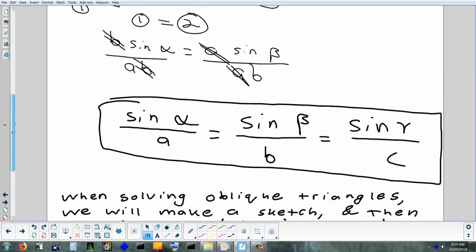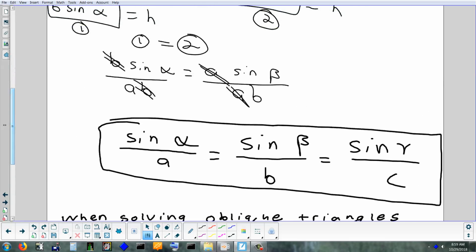So that's the law of sines. Now, whenever we use this law, I consider it in its three parts. First part, second part, third part. You only use two parts at a time. Okay? So whenever you're setting something up, you're going to use the first two, the last two, or the first and the last.